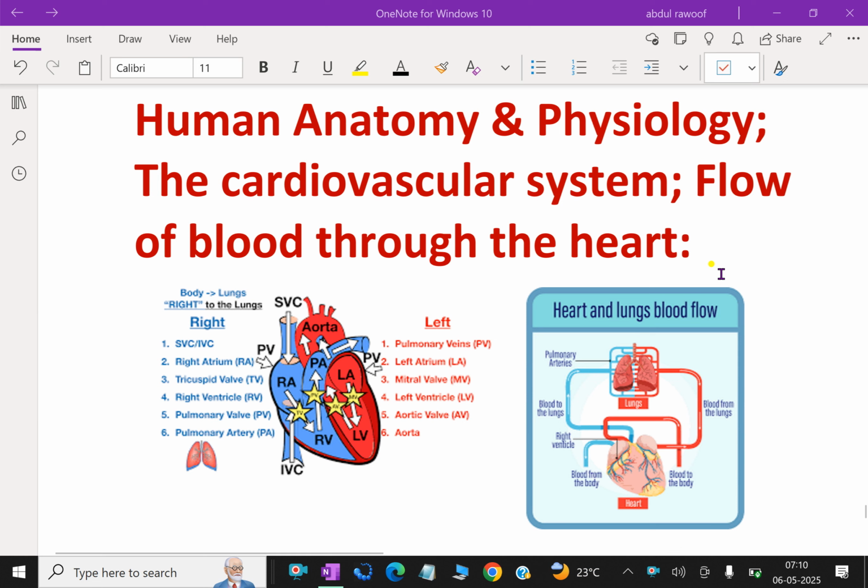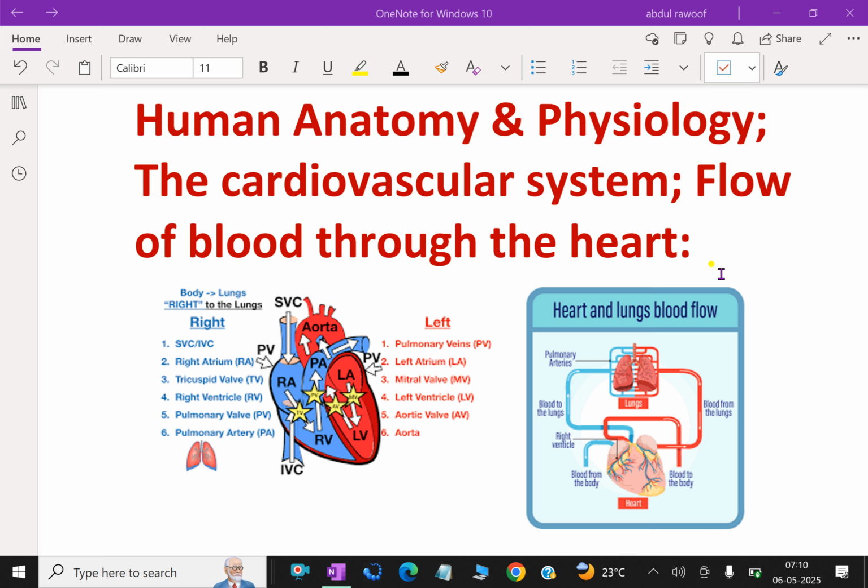The two largest veins of the body, the superior and inferior vena cava, empty their contents into the right atrium. This blood passes via the right atrioventricular valve into the right ventricle, and from there is pumped into the pulmonary artery or trunk, the only artery in the body which carries deoxygenated blood.